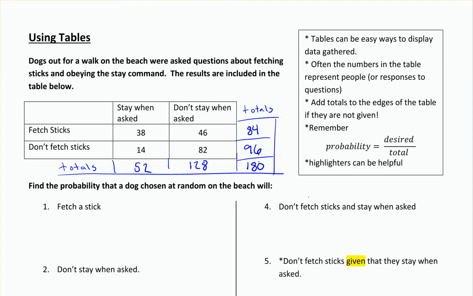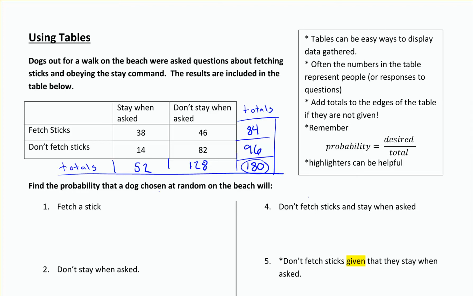That'd be 180 total. And you don't want to add everything along the row and the column and get double that. You just want to add one way or the other. And that 180 should also add up to everybody inside the table that you were given originally. So 38 plus 46 plus 14 plus 82 should give you 180 dogs. Now that we've got our totals, let's think about finding our probabilities.